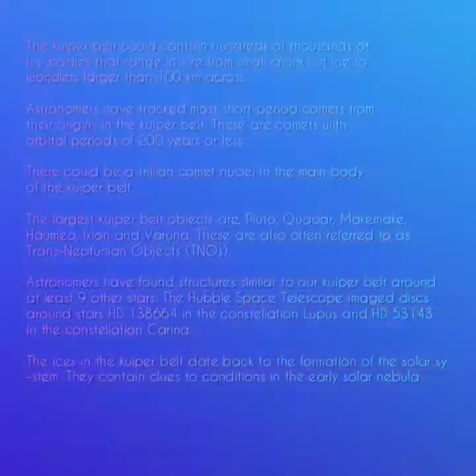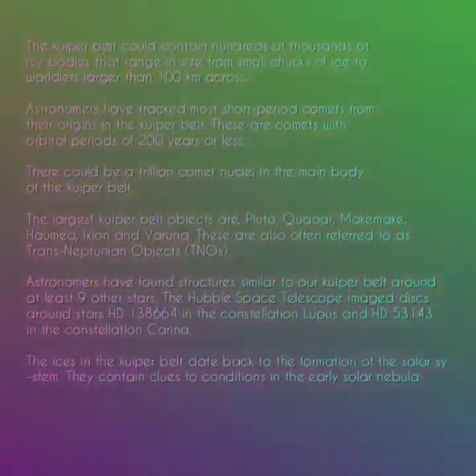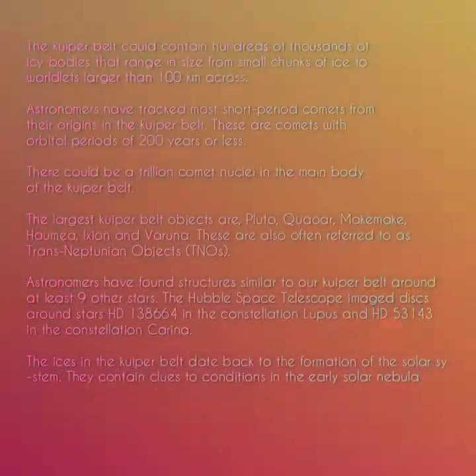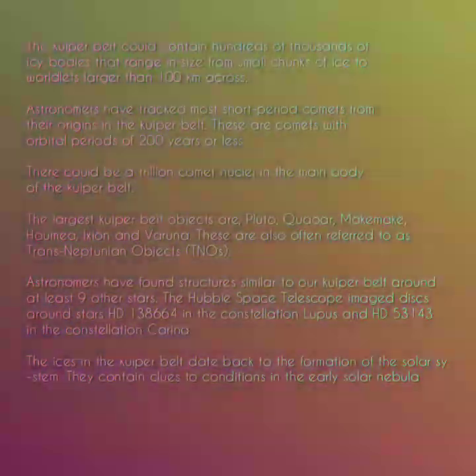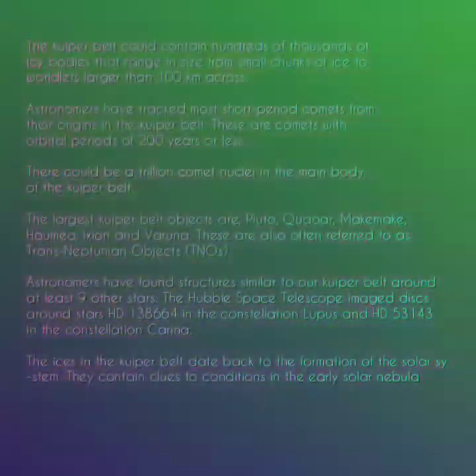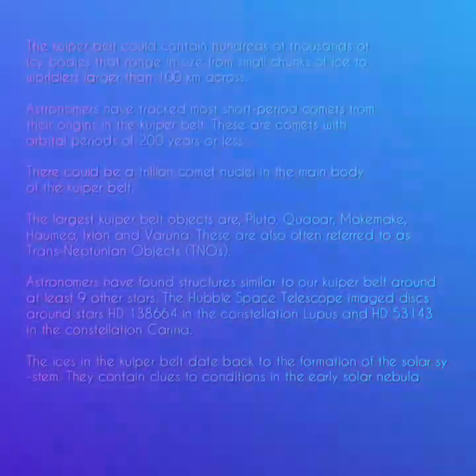The Kuiper belt could contain hundreds of thousands of icy bodies that range in size from small chunks of ice to worldlets larger than 100 kilometers across. Astronomers have tracked the most short-period comets from their origins in the Kuiper belt. These are comets with orbital periods of 200 years or less. There could be more than a trillion comet nuclei in the main body of the Kuiper belt. The largest Kuiper belt objects are Pluto, Quaoar, Makemake, Haumea, Ixion, and Varuna. These are also often referred to as trans-Neptunian objects.